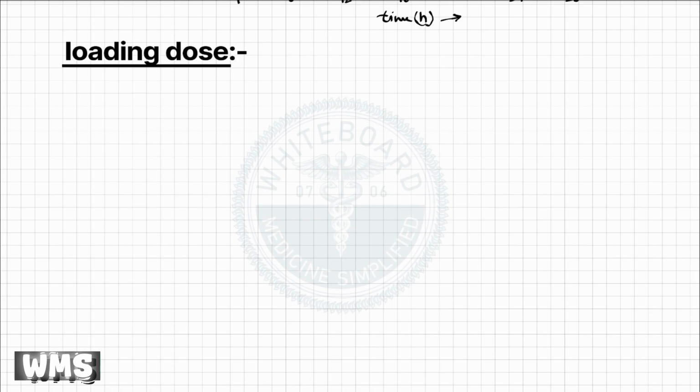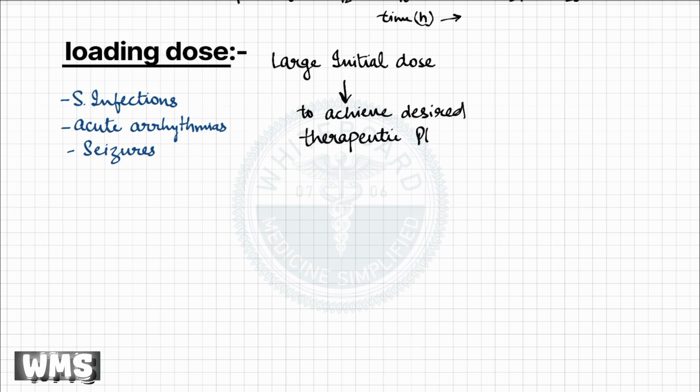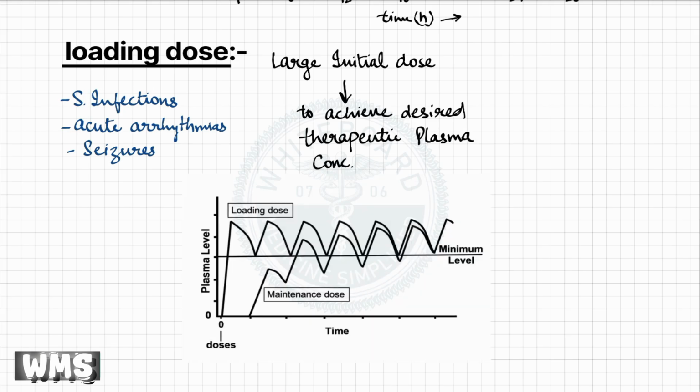For example, in conditions such as severe infections, acute arrhythmias, or ongoing seizures, where the drug effect is needed immediately, not after several half-lives. Therefore, instead of waiting for repeated maintenance doses to slowly build up the drug concentration, we give a loading dose. A loading dose is a large initial dose given at the start of therapy to rapidly achieve the desired therapeutic plasma concentration, essentially bringing the drug level close to what it would be at steady state.